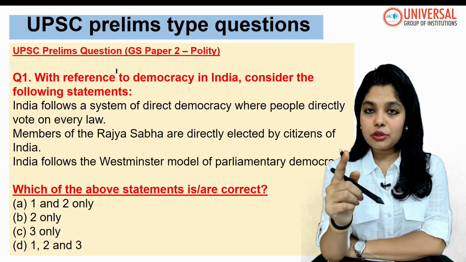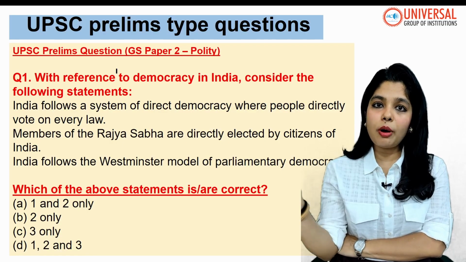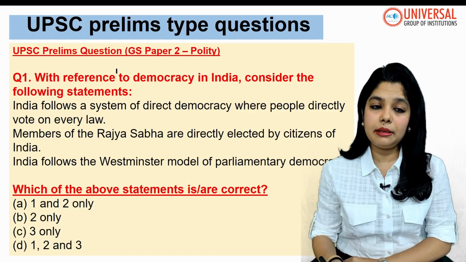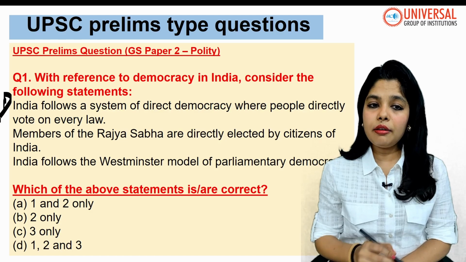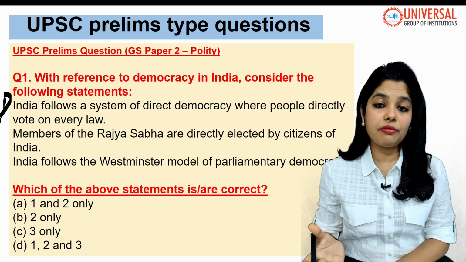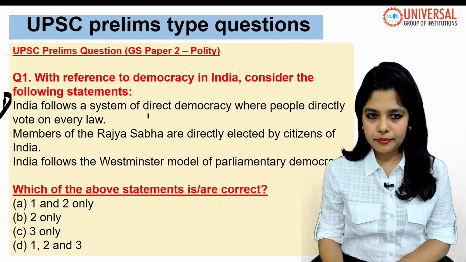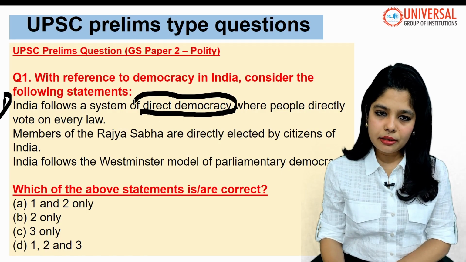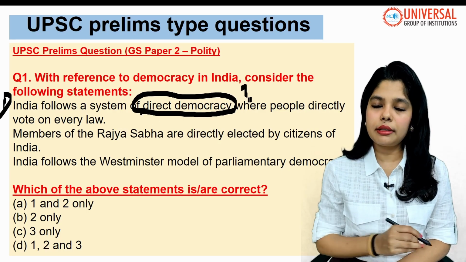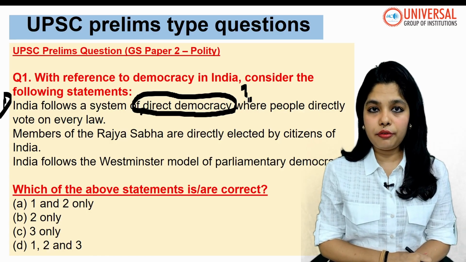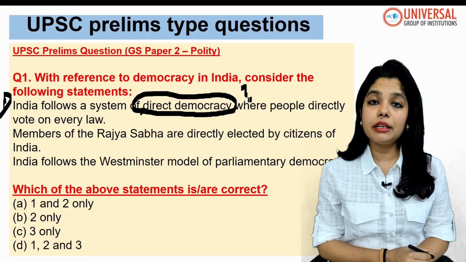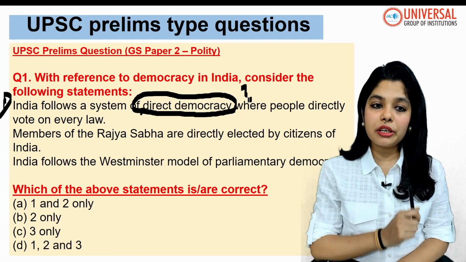So the first question says, with reference to democracy in India, consider the following statements. India follows a system of direct democracy where people directly vote on every law. Is it? Are we following direct democracy, or are we following indirect representative democracy? You have to give the answer.